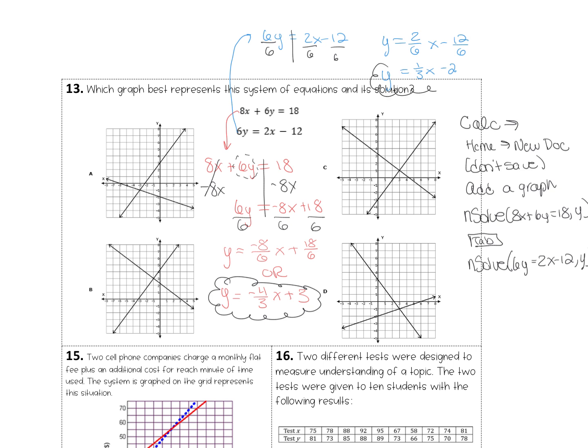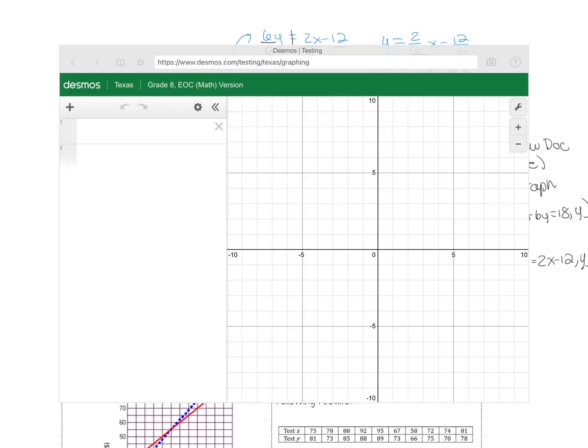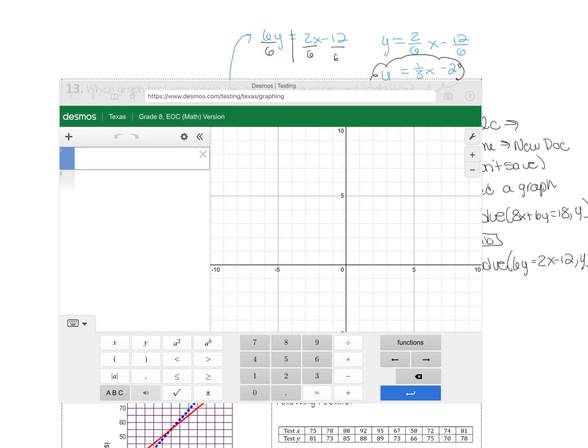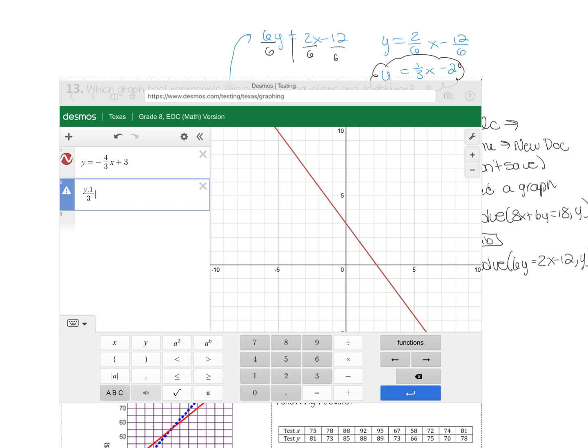This would go into Desmos, and you'd find out where they intersect. So let's add Desmos and put my equations in. My first equation I had was y equals negative 4 divided by 3 x plus 3. My second equation was y equals 1 divided by 3 x.